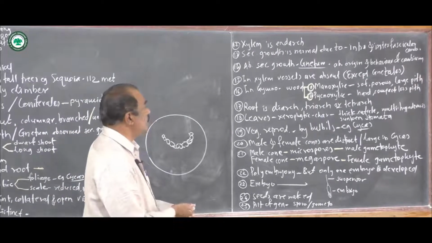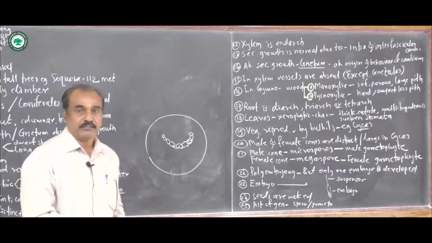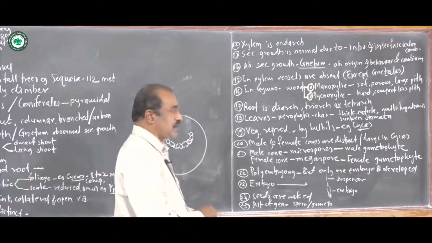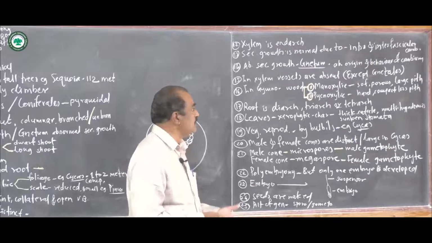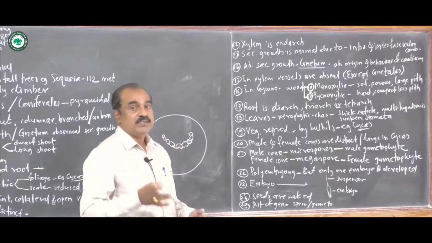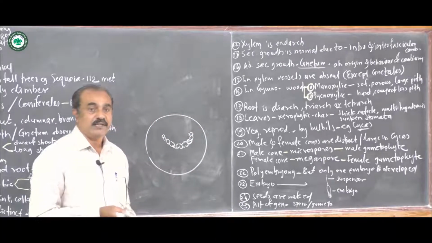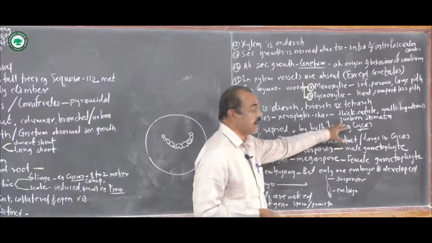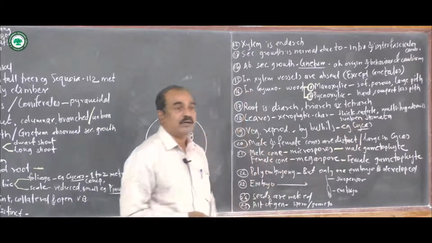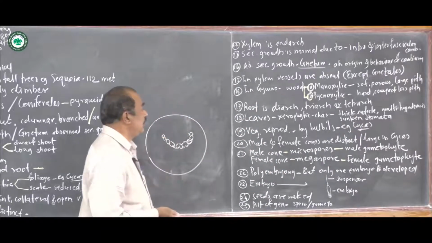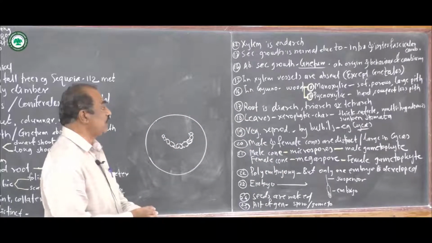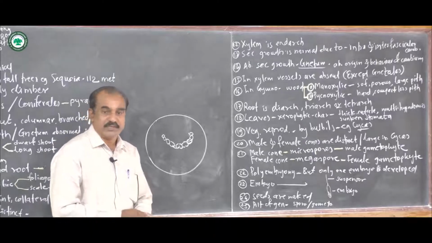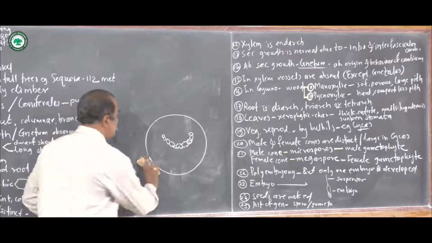The next, leaves show xerophytic character. For example, thick cuticle is there. They are leathery in appearance. Multilayered hypodermis: cells of the hypodermis are compactly arranged and they are lignified. They are thick-walled, and also the most important character, sunken stomata, are also present. Now next, vegetative reproduction takes place with the help of bulbils. Now these bulbils are like this.